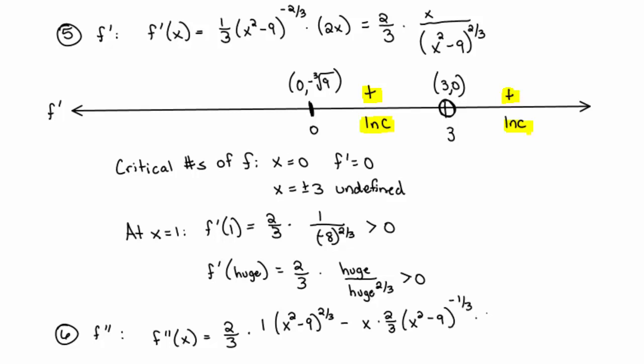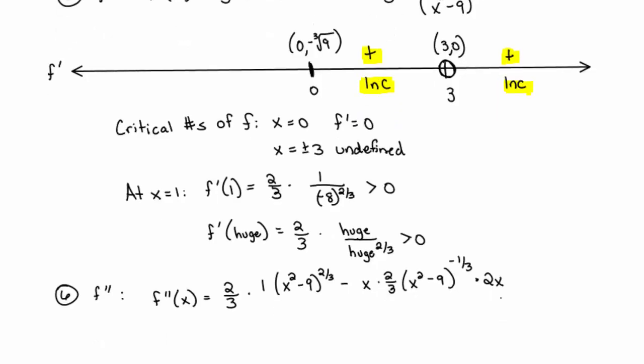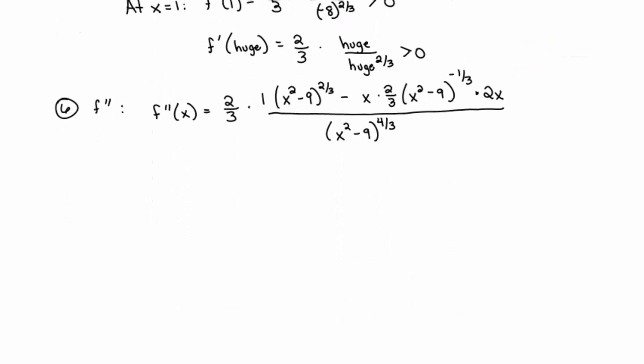And remember, multiply by the chain rule, multiply by 2x. And that's all over that denominator squared. The denominator here is x squared minus 9, and we're just going to square that to where it's a 4/3 power instead of a 2/3 power. There's quite a bit of cleanup you should be able to do here from your prerequisite pre-calculus course. So I'll go ahead and do that.